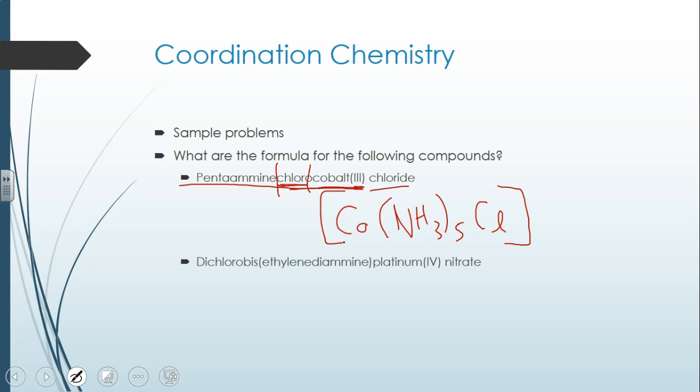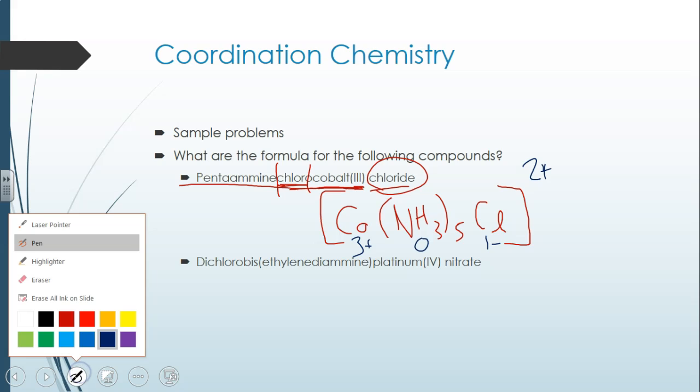And so that is the complex ion. But we need to know what the charge is on the complex ion so that we can cancel it out with the right number of chlorides. So cobalt here is a 3 plus. This is 0, and this is 1 minus. So the overall charge on this is a 2 plus charge.